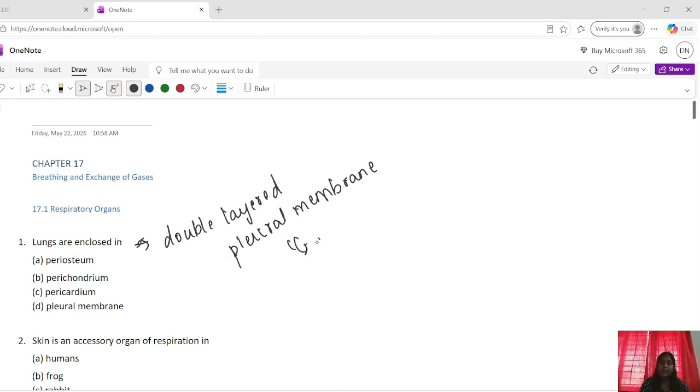What are the two layers? One is outer and another one is inner. So outer layer is called as parietal pleura and inner layer is called as visceral pleura. Okay? So this is the answer for first question. Pleural membrane.